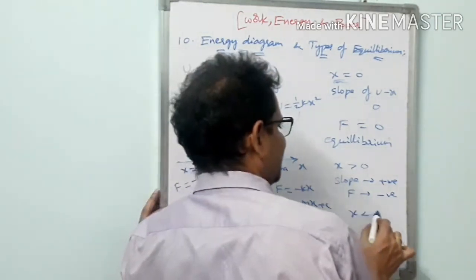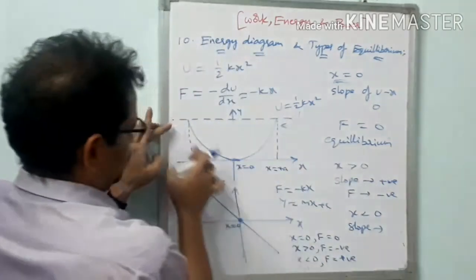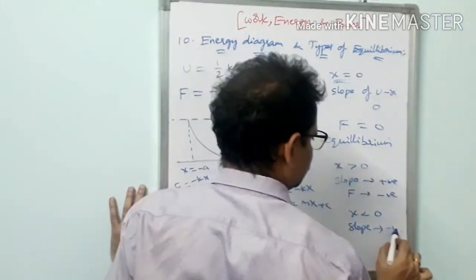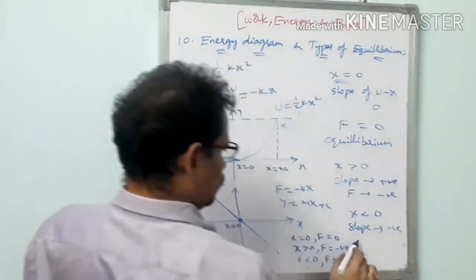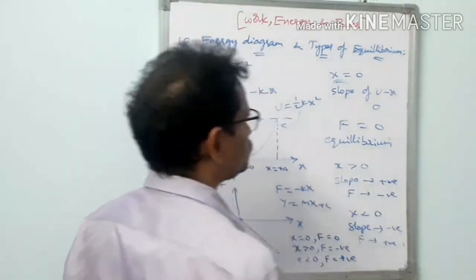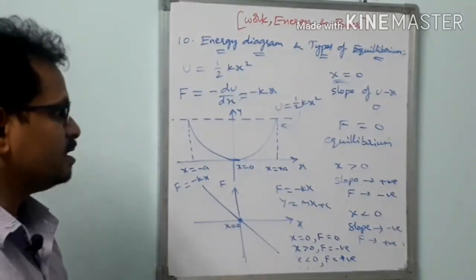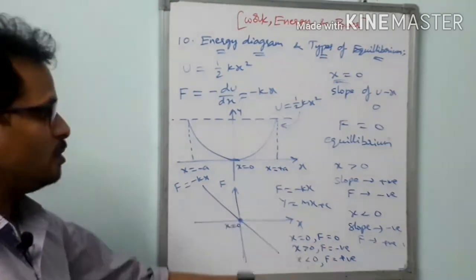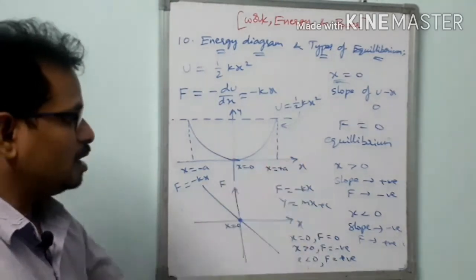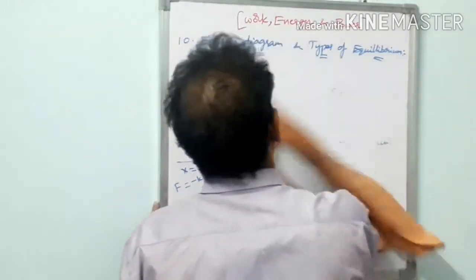For x less than 0, what about slope here? Slope of the U-x graph, negative slope. And what about this force, spring force? F is positive. So this is about the energy diagram and force displacement curve, at x equal to 0, for x positive, for x negative. What are the things happening there? We have seen here, right? Now let us see this one.